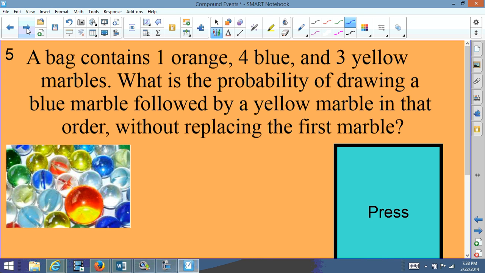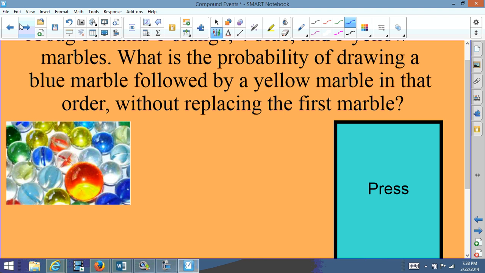So let's try a little bit of different probability event where we have marbles this time. A bag contains 1 orange, 4 blue, 3 yellow marbles. What is the probability of drawing a blue marble followed by a yellow marble in that order without replacing the first marble?